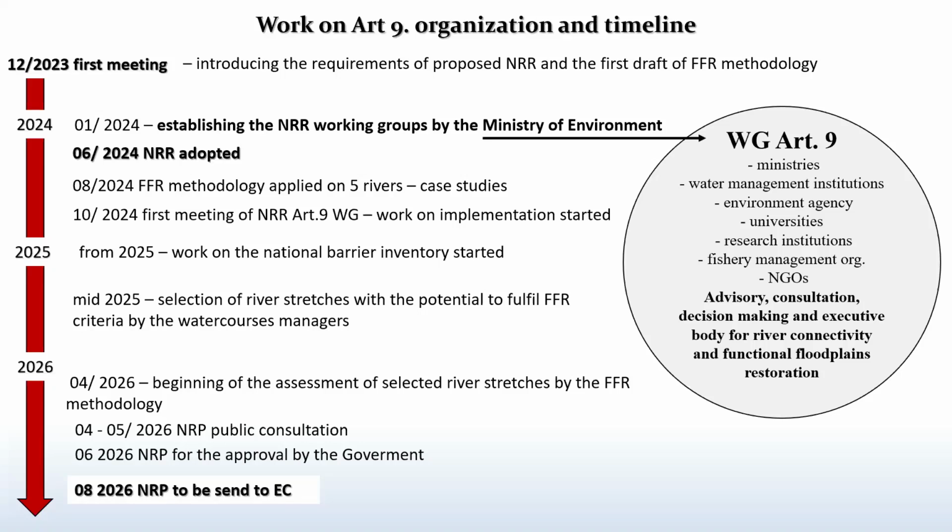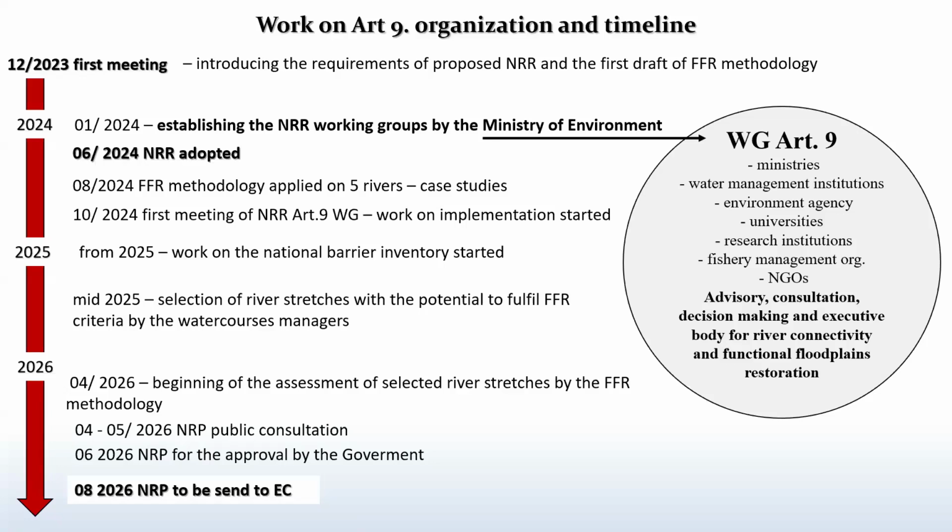The participants are ministries, water management institutions, the environment agency, universities, research institutions, NGOs, fishery managements. So this working group is in practice a decision-making, advisory and consultation body for river connectivity and functional floodplains restoration. Then from the beginning of 2025, we started to work on the national barrier inventory. And from mid-2025, we started to select suitable river stretches with the potential to fulfill free-flowing river criteria.